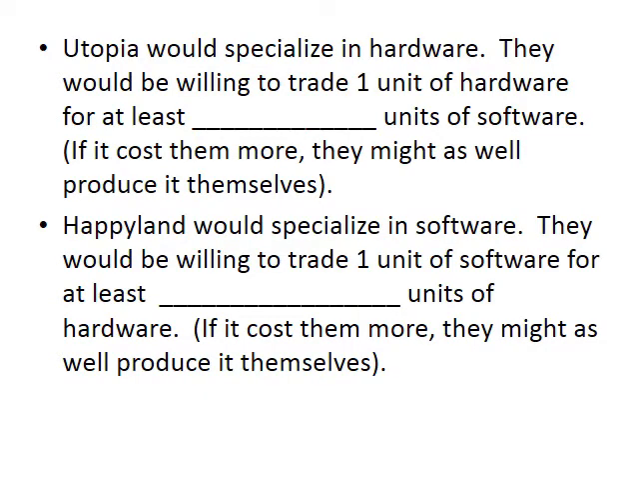So we see that Utopia would specialize in hardware. They would be willing to trade 1 unit of hardware for at least 5 units of software, because that's their opportunity cost. If they were to receive less than 5 units of software, they might as well make it themselves. So in other words, if it costs them more, they might as well produce it themselves. Happy Land, we see, is going to specialize in software. They would be willing to trade 1 unit of software for at least 1/15th unit of hardware. Again, if it costs them more, they might as well produce it themselves.